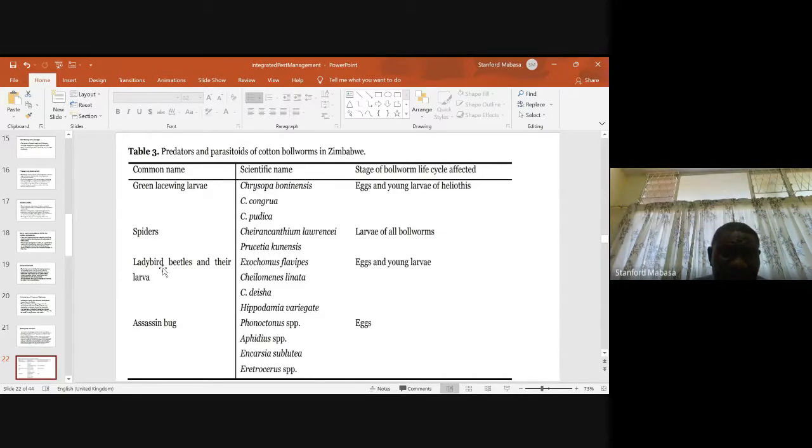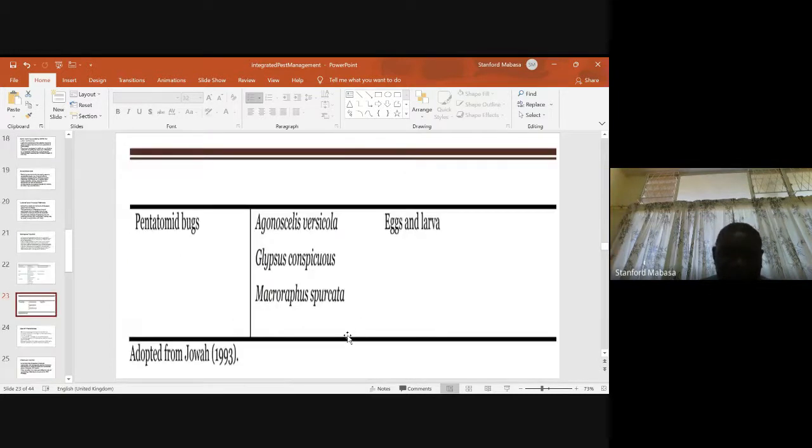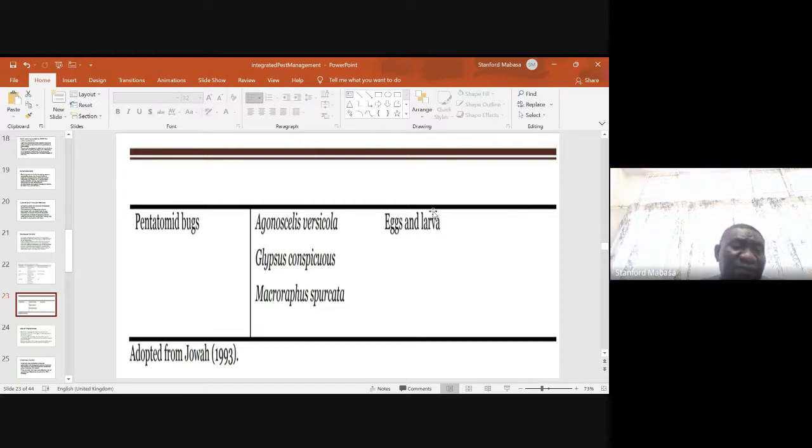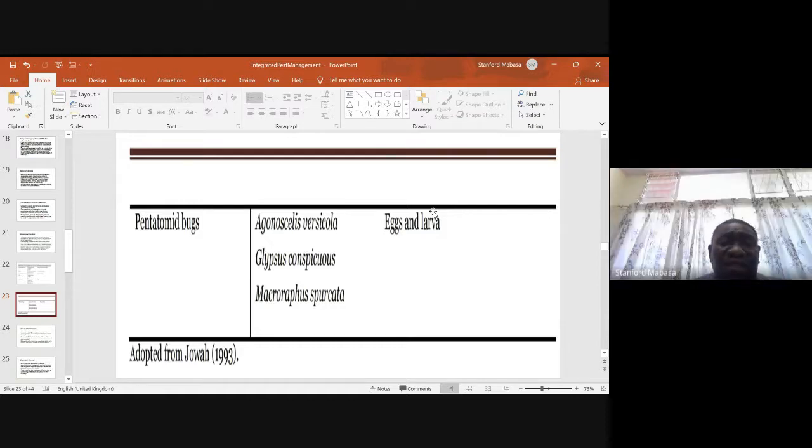Probably this is very commonly used. Ladybird beetles and their larvae, which can also feed on eggs and young larvae of the cotton bollworm. Assassin bug, which feeds on the eggs. Pentatomid bugs, which feed on eggs and larvae. This is now biological control.